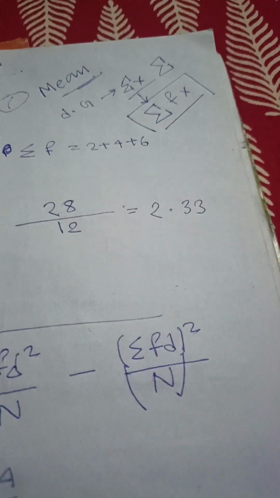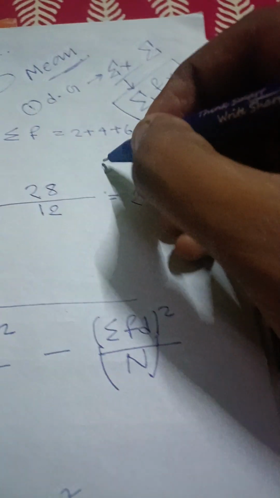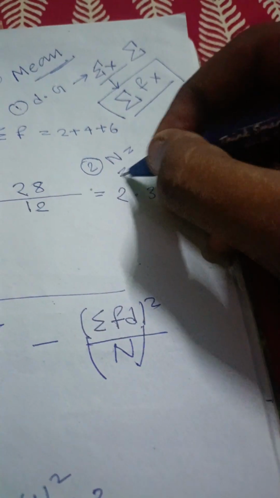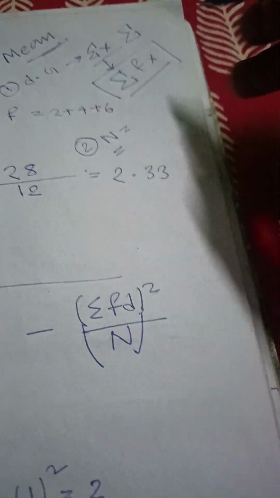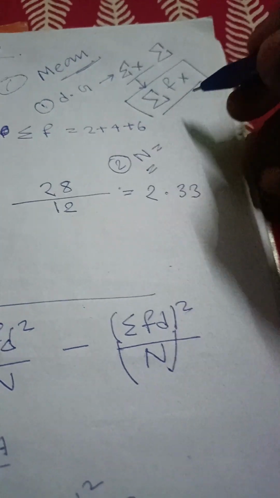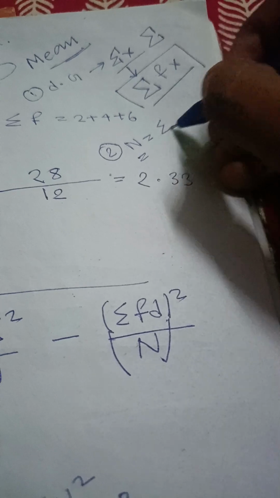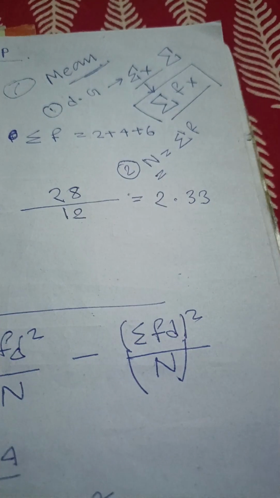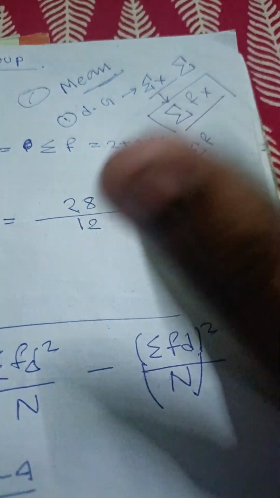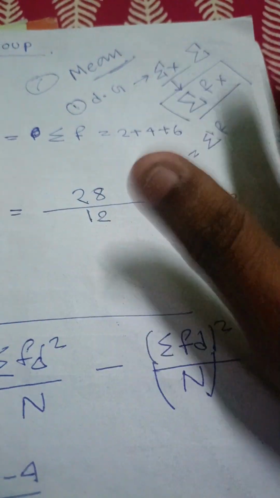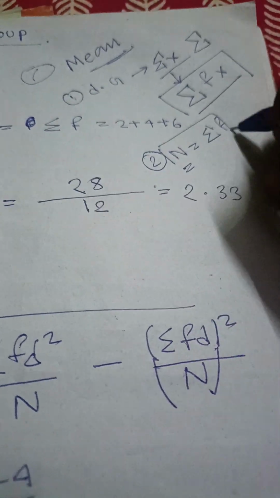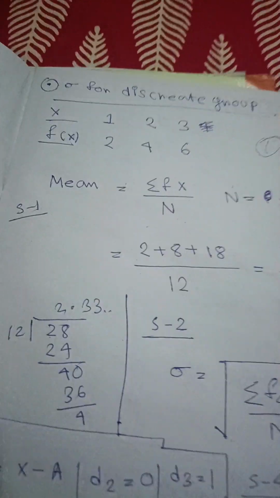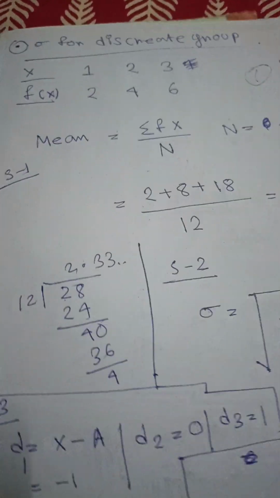The second thing you have to remember is that in the previous individual terminology, we denoted n as the number of elements. Here the number of elements is sigma f, that is total frequencies. What total frequencies are, I will make you understand in this video only. Please bear with me, just remember these two things and you are good to go to study the standard deviation of discrete group. So the initial step is finding the mean.